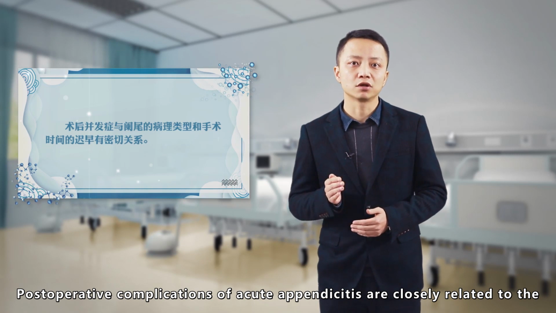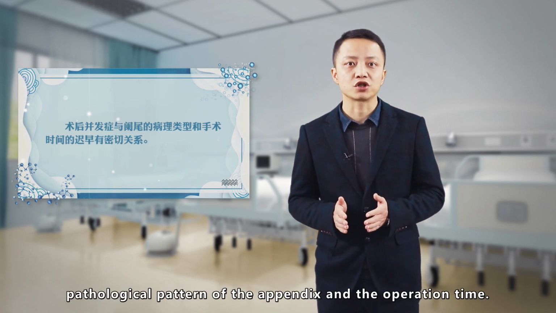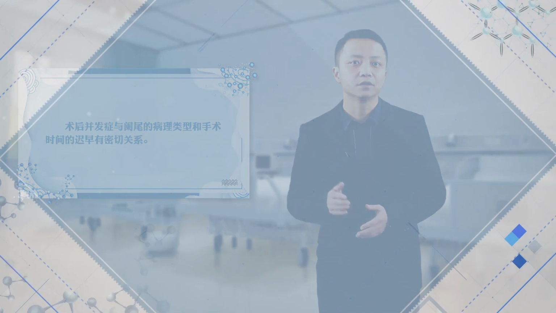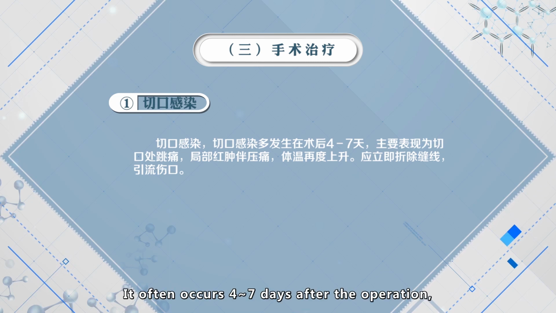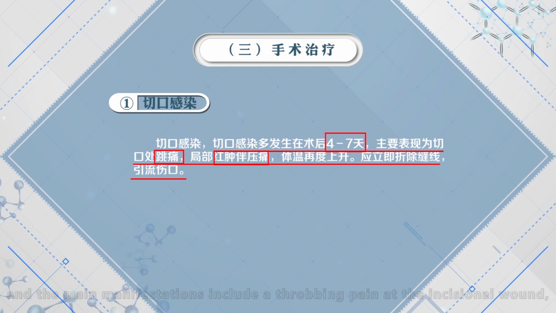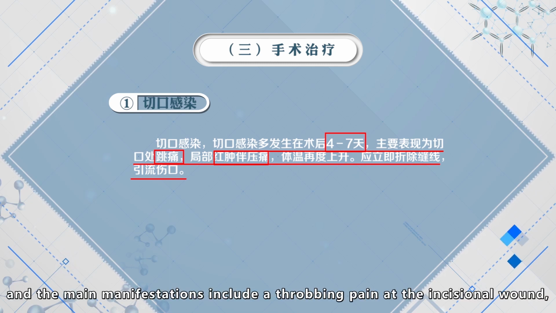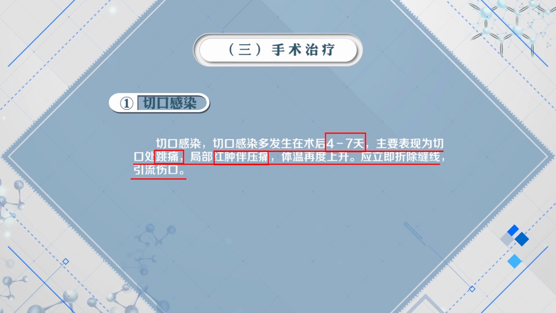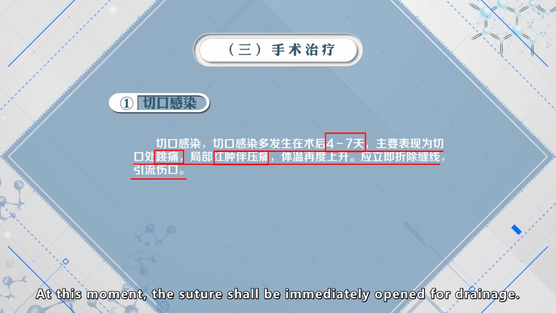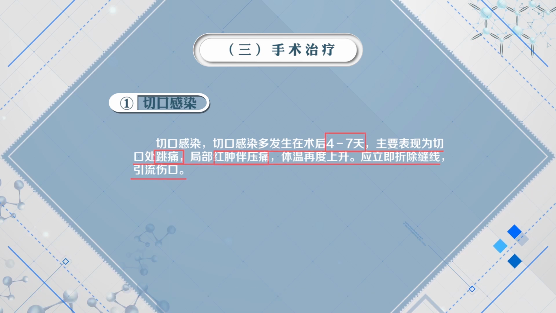Postoperative complications of acute appendicitis are closely related to the pathologic pattern of the appendix and operation time. Incision complication, mainly the infection of the incisional wound, often occurs 4 to 7 days after the operation. The main manifestations include a throbbing pain at the incisional wound, local inflammation accompanied by tenderness, and a rise in the temperature again. At the moment, the suture should be immediately opened for drainage.